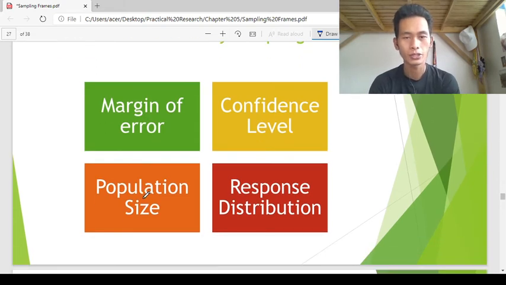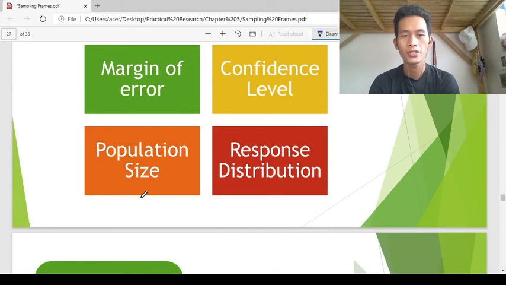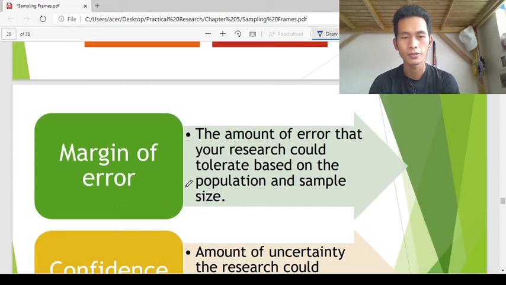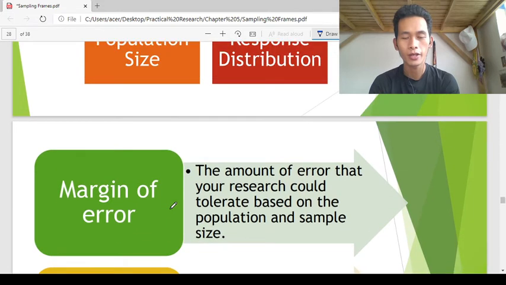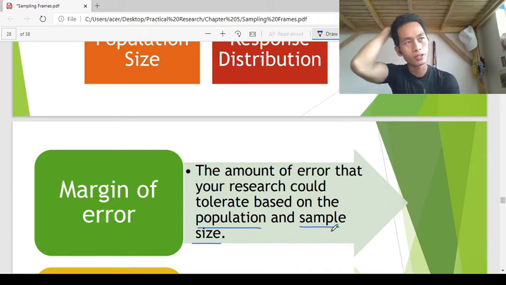So we have elements to consider in probability sampling: margin of error, the confidence level, the population size, and the response distribution. The margin of error is also applicable in determining your sample size. The margin of error is the amount of error that your research could tolerate based on the population and the sample size. Usually, it is 5% or 10% margin of error.